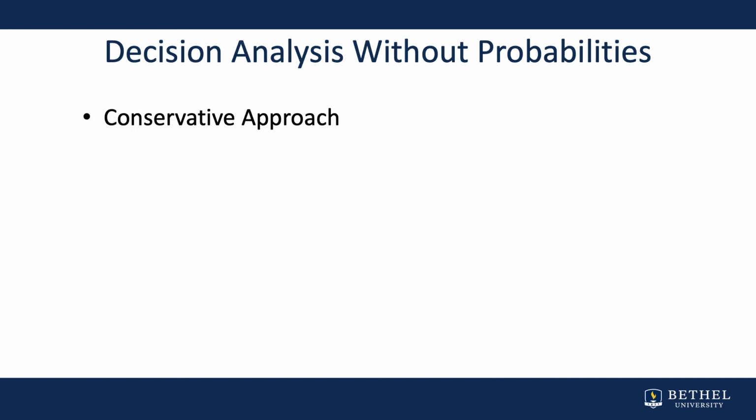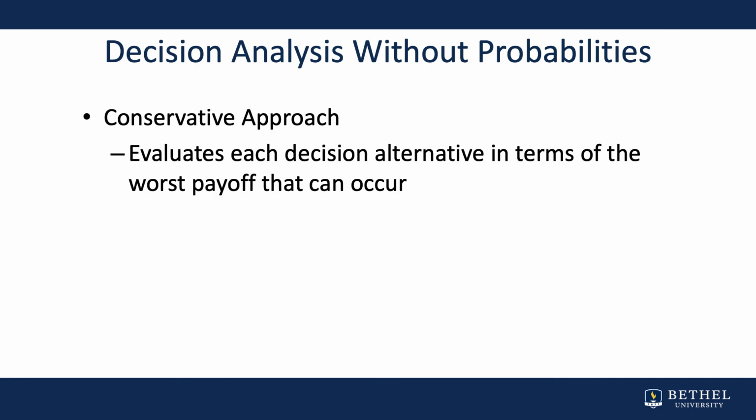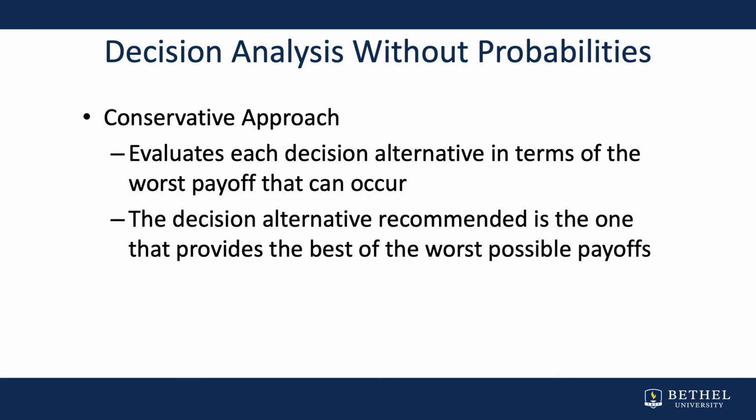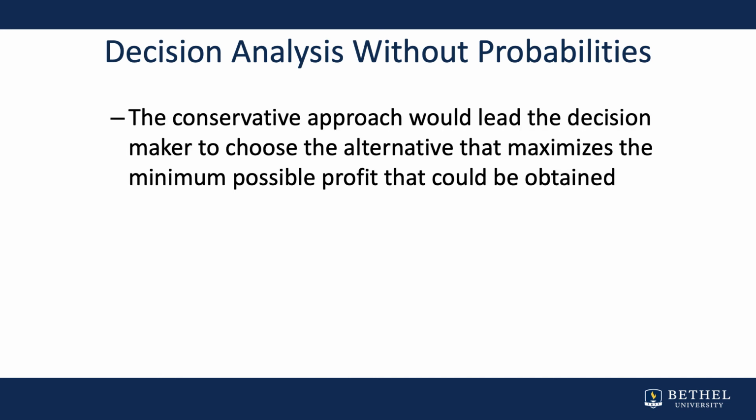Now, you can also take a conservative approach to this. You can evaluate each decision alternative in terms of the worst payoff that can occur. And the decision alternative recommended is the one that provides the best of the worst possible payoffs. In the PDC problem that we're studying, the conservative approach would lead the decision maker to choose an alternative that maximizes the minimum possible profit that could be obtained.